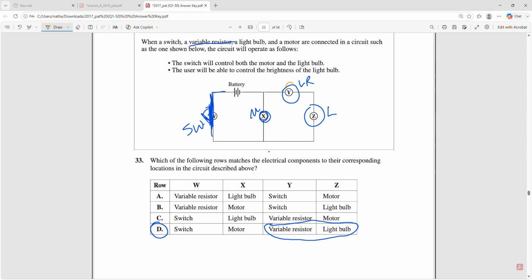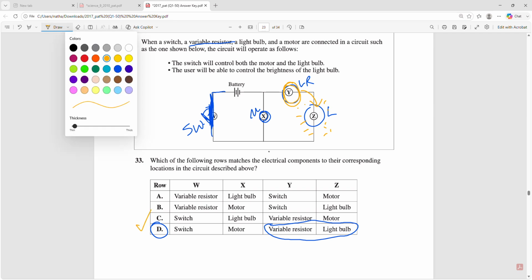And then we already set this up so that our variable resistor was in series with our light, so that we could turn the dimming effect on. We could dim the light or turn it up so it gets more bright. And then that completes that question.